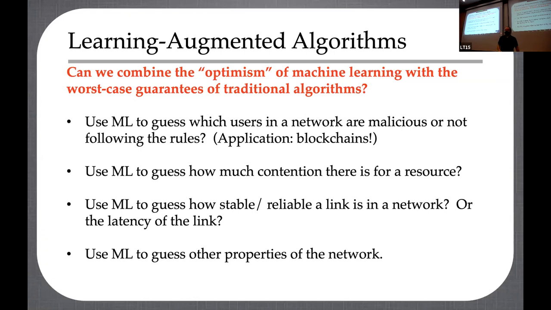I think there are a lot of cases, and I'm thinking of distributed systems especially, where we can hopefully get the benefit of the optimistic machine learning prediction while still guaranteeing good worst case performance. And these are essentially all open questions here.